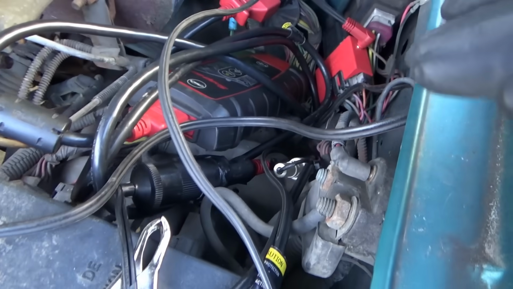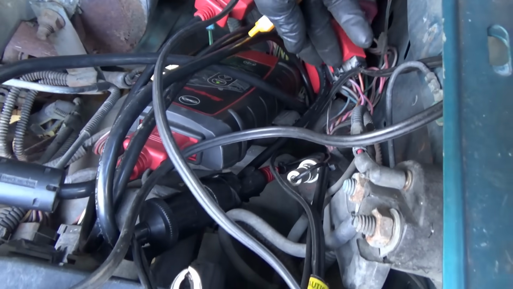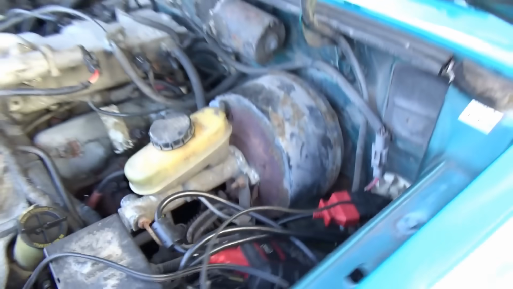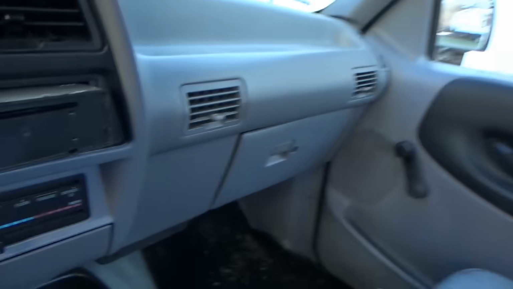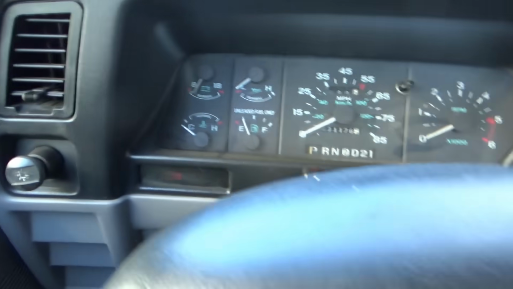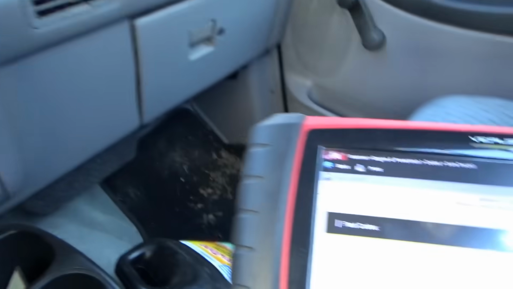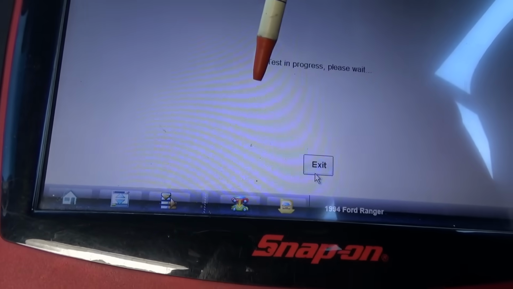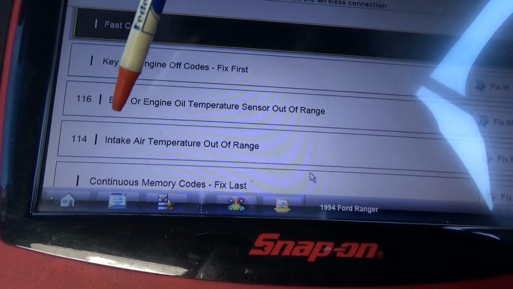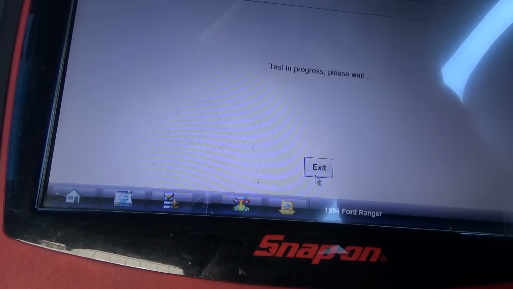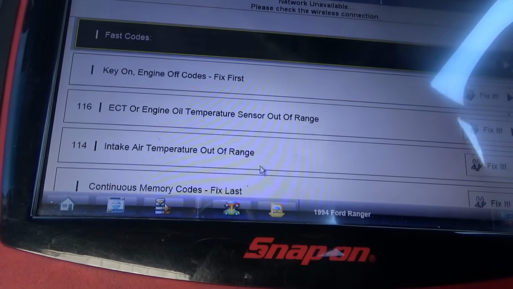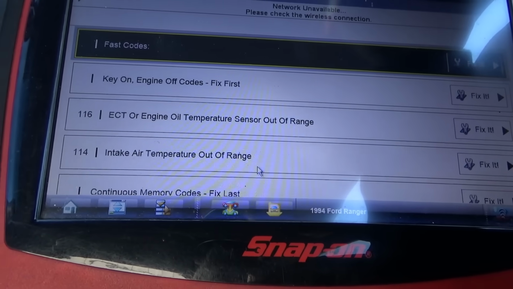So we've got the trusty Snap-on plugged into the OBD1 connector. Power supply is coming from the battery. Let's just jump in here. I ran a key on engine off self-test. There's a check engine light blinking. And it says ECT or engine oil temperature sensor out of range. Intake air temperature out of range. That's very important. Mass airflow signal too low. Okay, very interesting.